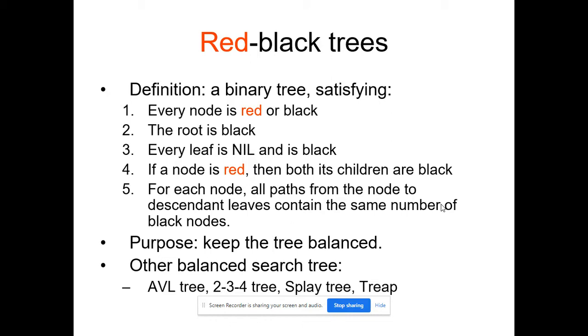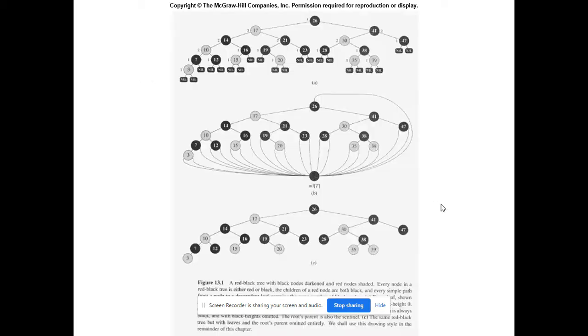The first one, as I said, is every node is either red or black. The root is black. Every leaf is nil and black. If a node is red in color, then both of its children should be black. And for each node, if you look at the paths going out from that node until its descendant leaves, the number of black nodes should be the same. This is another property, fine.